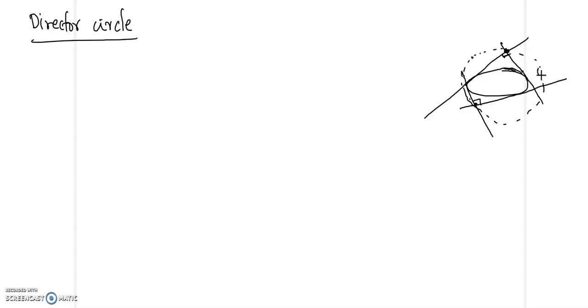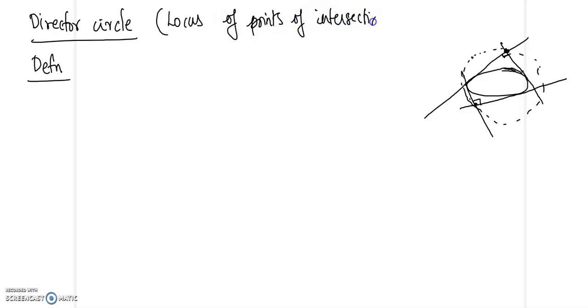Now in the case of a parabola, it will not be a circle, we will be getting a straight line which represents the locus. So in the case of circle, ellipse and hyperbola, we will be getting a director circle. Let us look at the definition. This is the general meaning. We are interested in finding the locus of points of intersection of pair of perpendicular tangents, and let us define the director circle.